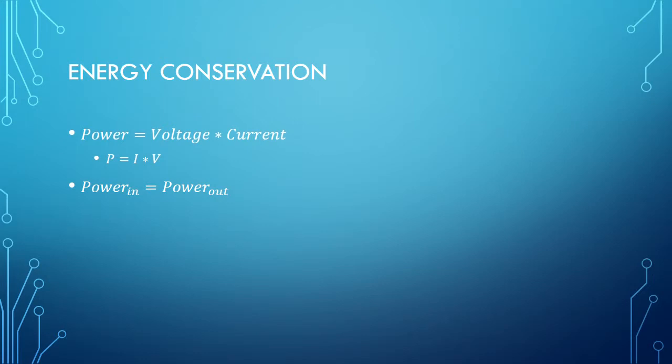A circuit must obey the laws of physics. Energy must be conserved. An electric equation for energy is voltage multiplied by current. Engineers typically use this relationship to check that they have calculated voltages and currents correctly.